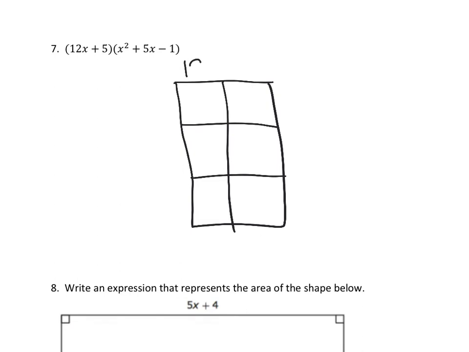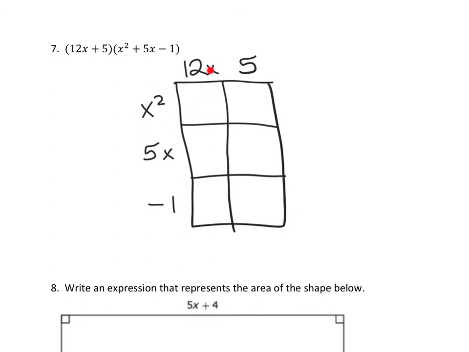So we have 12x and a positive 5 along the top of the Punnett rectangle. I almost said Punnett square. And we have x squared, 5x, and a negative 1 along the side. Now, yes, this got bigger, but the process of crossing and multiplying each individual piece stays the same. Whatever row and column you're on, that's what you're going to multiply. So the first box is going to be these two.